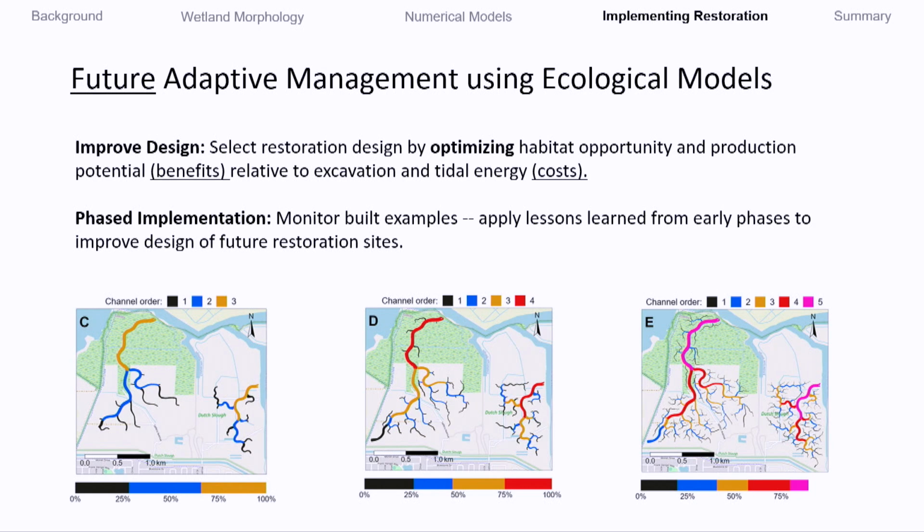It's important to point out that when you build one of these things, that has an effect on the total tidal energy in the system, which Paul and others could speak to. And so then ideally, we would do this kind of in step and have information available for phased implementation. So we can monitor these built examples and apply lessons learned from early phases to improve the design of future restoration sites.